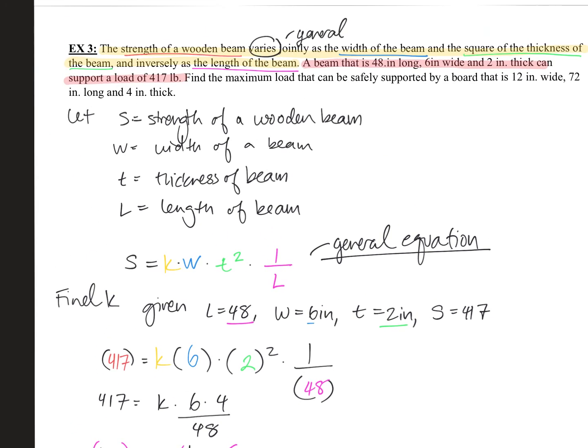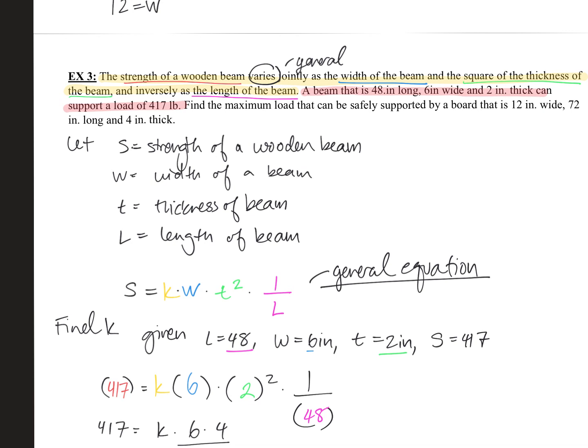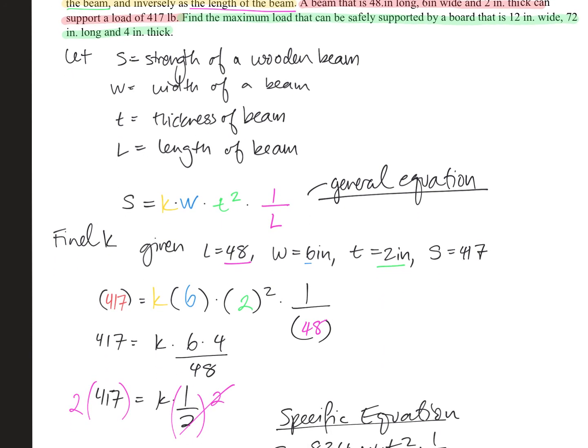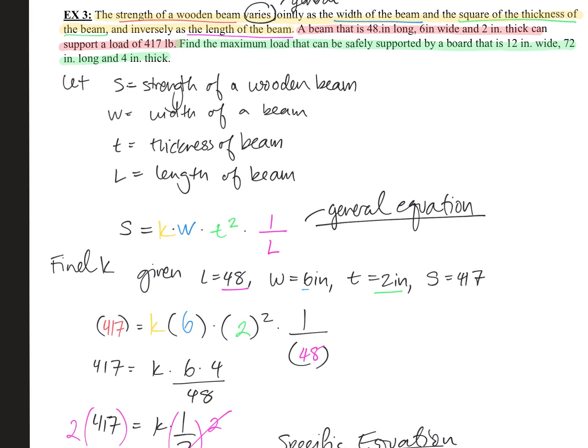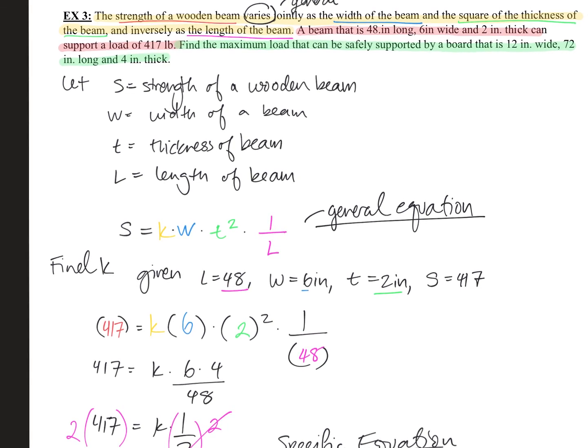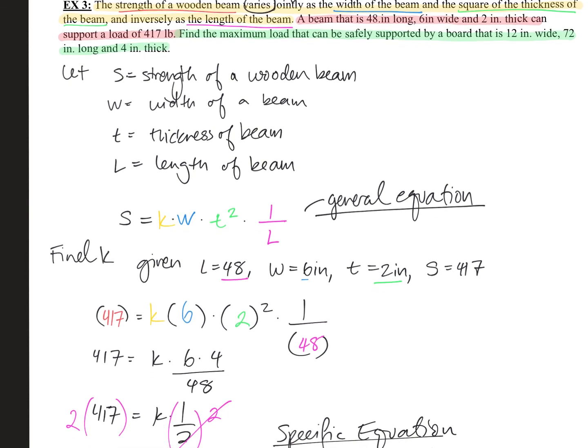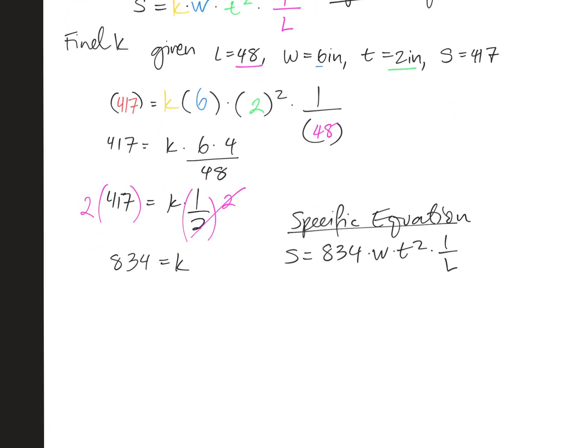Whew, we set it up finally. The question finally comes, and the question is pretty much normally the last sentence, which is, find the maximum load that can be safely supported by a board that is 12 inches wide, 72 inches long, and 4 inches thick. All right, so what are we given here? Well, we want to find the load, so the maximum load, so that would be talking about the strength that it can carry.